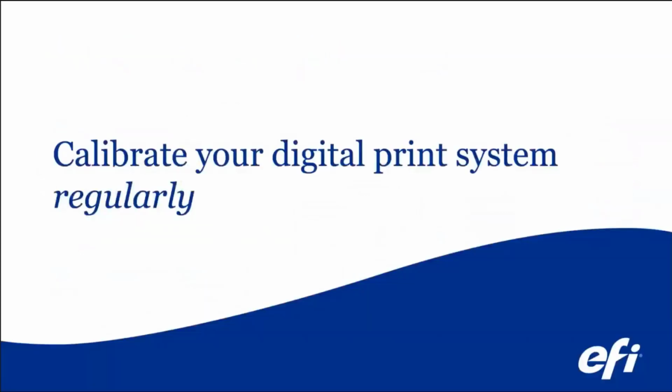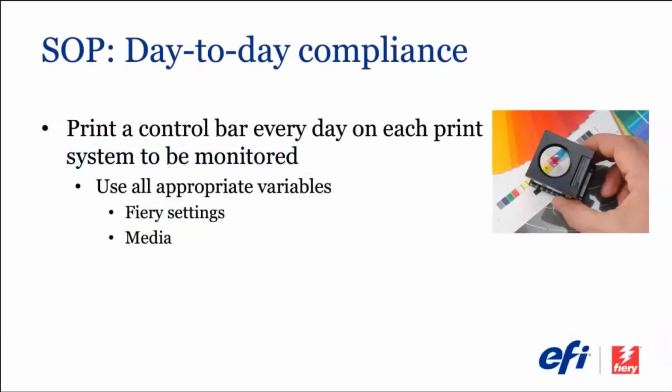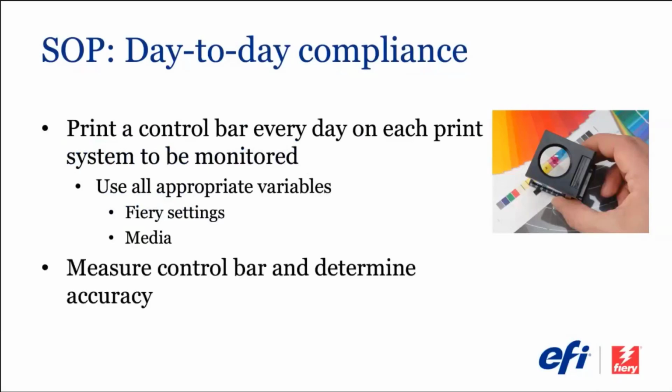Calibrate your digital print system regularly. Well, what does that mean? Is that every day? Do we print every day? Do we print one of those control bars? And do we take into consideration all of the variables? The Fiery settings, are they the same every time we verify? Is the media the same? Okay. Do we measure that color bar and determine it's accurate? And yes, and ideally, do we track the trend? Is it going in the right direction?